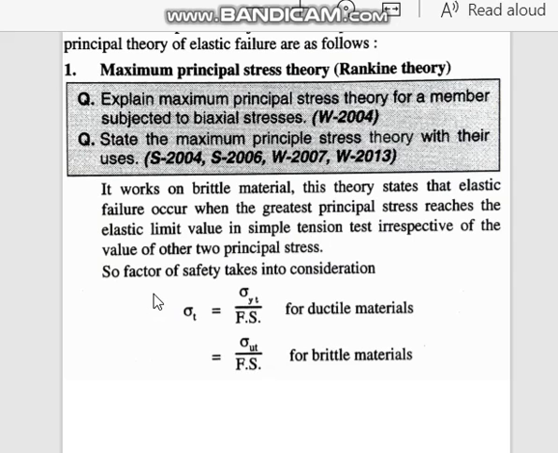Okay, so you see, suppose Fs is the factor of safety, then sigma T is equal to sigma ut upon Fs. Actually, this we are considering for brittle materials only. So only brittle materials we should see. Sigma T is ultimate stress upon factor of safety for brittle materials. This becomes the criteria where this maximum principal stress theory applies.